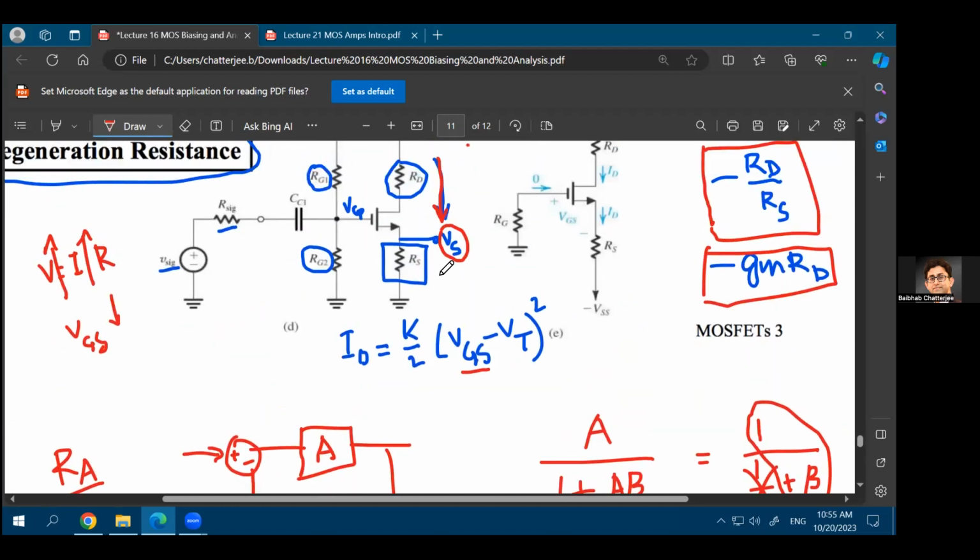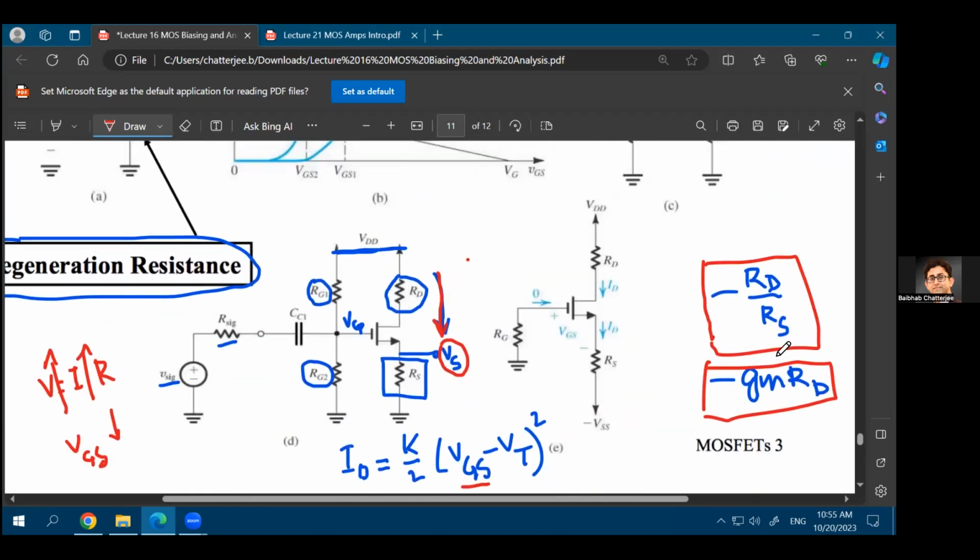The same thing we are seeing here: instead of a gain of GM times RD, you have a gain of RD divided by RS, and the ratio of resistances is much more robust. That's the primary reason you'll ever have this kind of degeneration resistance. And the degeneration resistance helps you in stabilizing the current through the device, because as soon as that current increases, VGS drops, and from this equation, the current has to drop and come back to the same initial value.